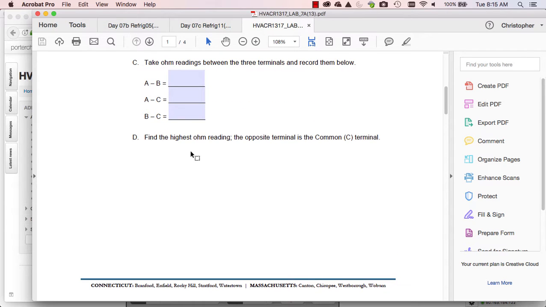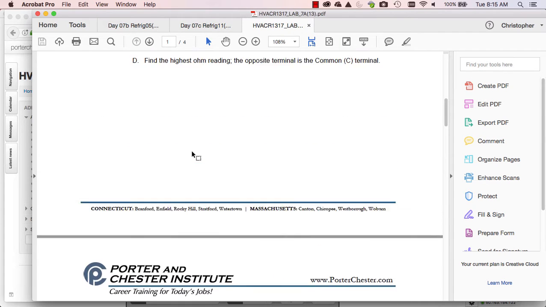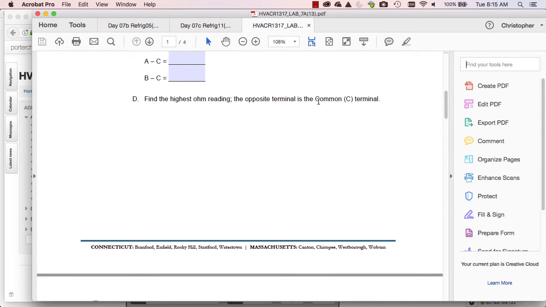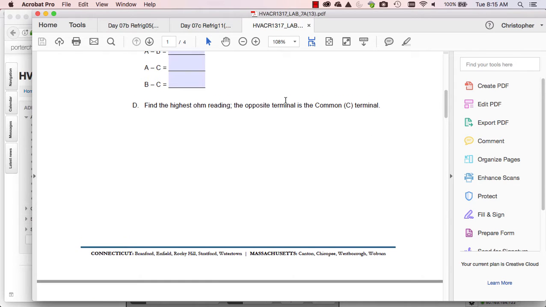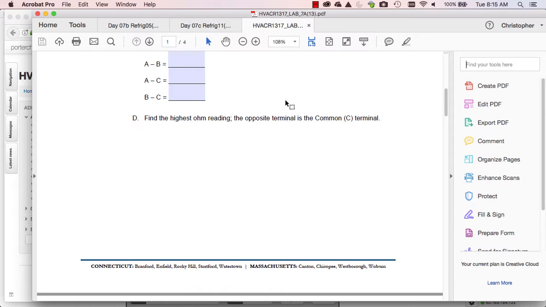A to B, A to C, and then B to C. The wire that is not included in the highest resistance is your common terminal. The wire that is part of the highest resistance after that is your start winding, and then the one with the lower resistance from that to common is your run winding.